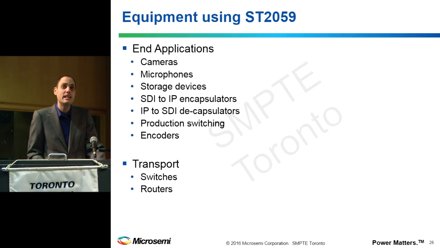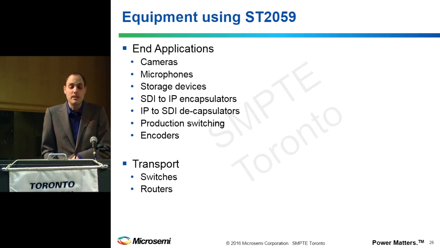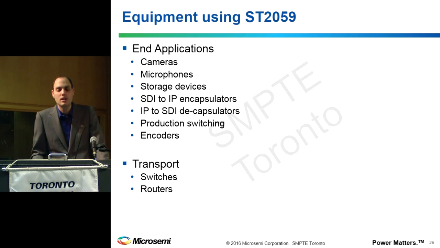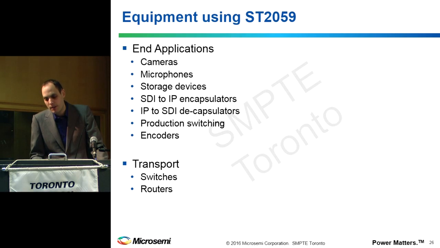The last section here is looking at equipment design. So what type of equipment uses the SMPTE profile? For examples, it could be cameras, microphones, converters, encapsulators, de-encapsulators, encoders, decoders, and it could be the intermediate equipment that interconnects these, such as switches and routers that are in the enterprise.